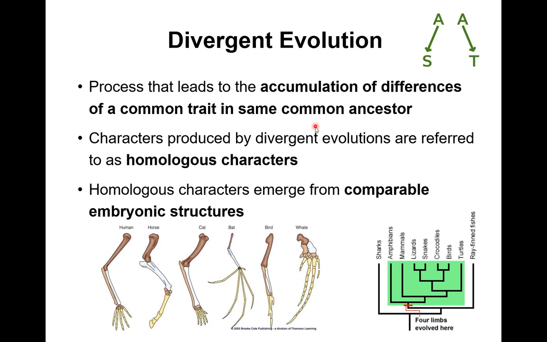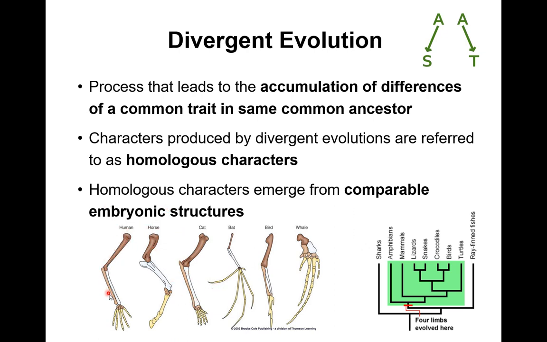So in this case, we're not talking about similarities, we're talking about differences, and the character you're looking at is referred to as a homologous character, not analogous, but homologous. Homologous characters are nothing else than the product of divergent changes starting from a common ancestor that had the same structure. So an example is what happened to the limbs of different animals.